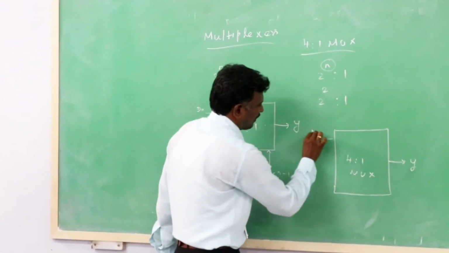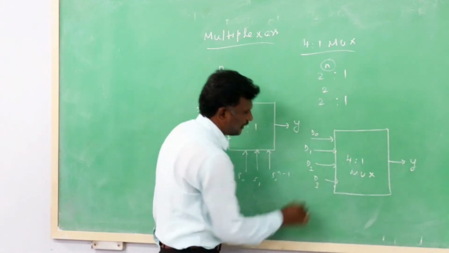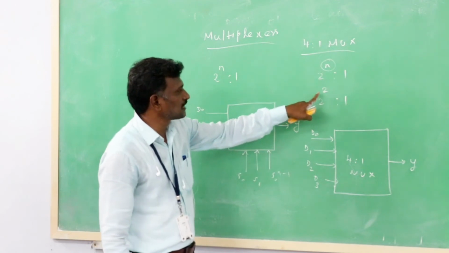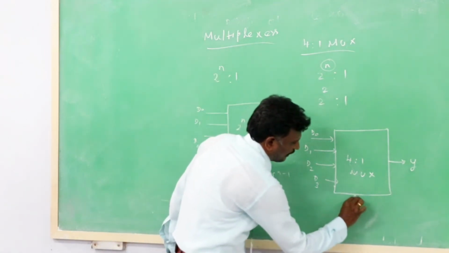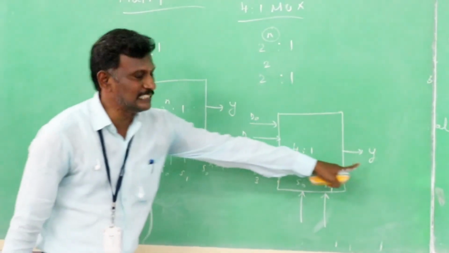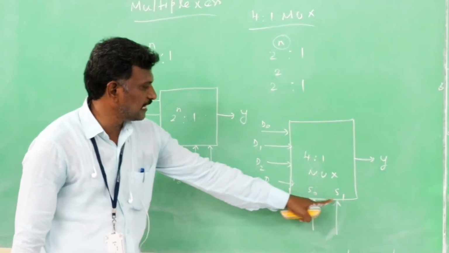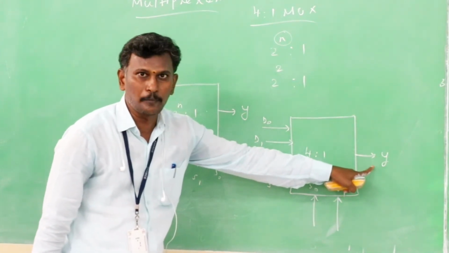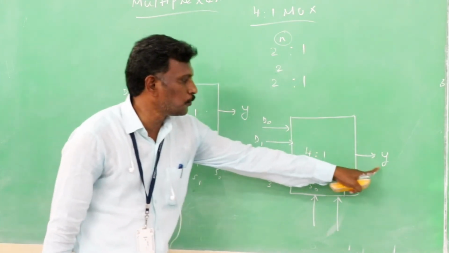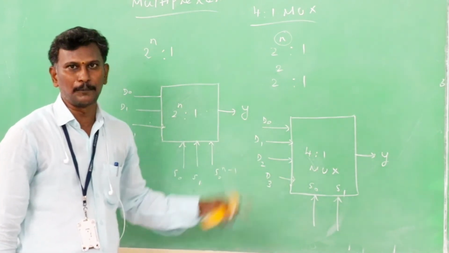So here D0, D1, D2, D3. This is the input for the multiplexer. 4:1: 4 input lines and 2 selection lines, that is S0 and S1. So 4 input lines, single output line, 2 selection lines, because our formula is 2 power n:1. So the particular output is controlled by a set of 2 selection lines, using 4 input lines. It always depends only upon the selection lines, not upon the input lines. So this is the main concept of a multiplexer.